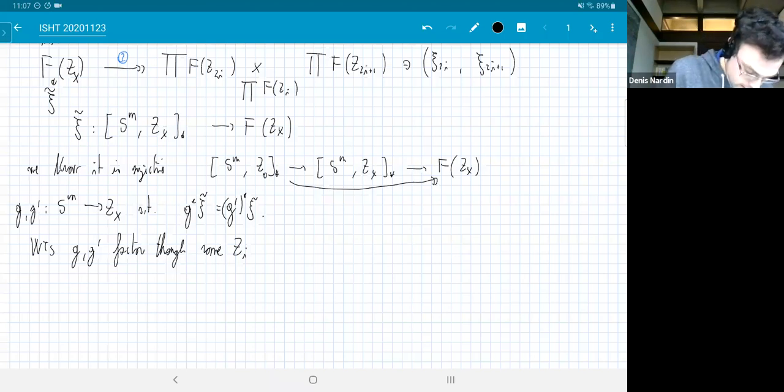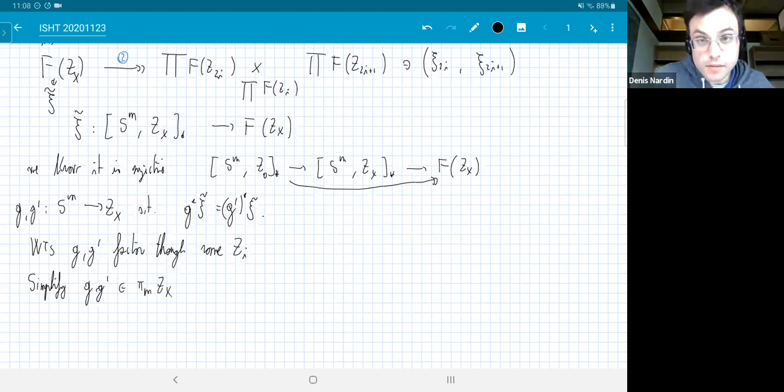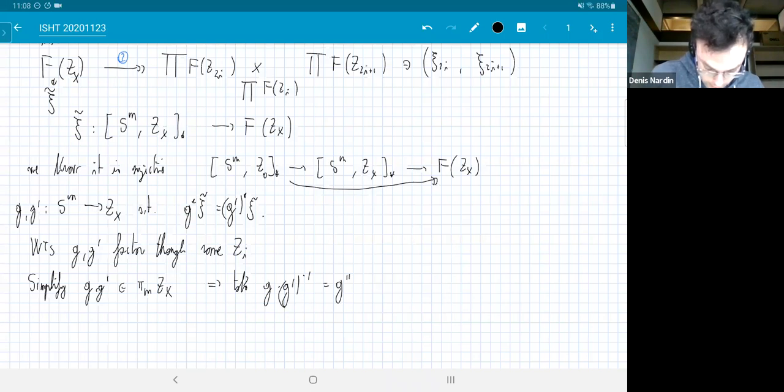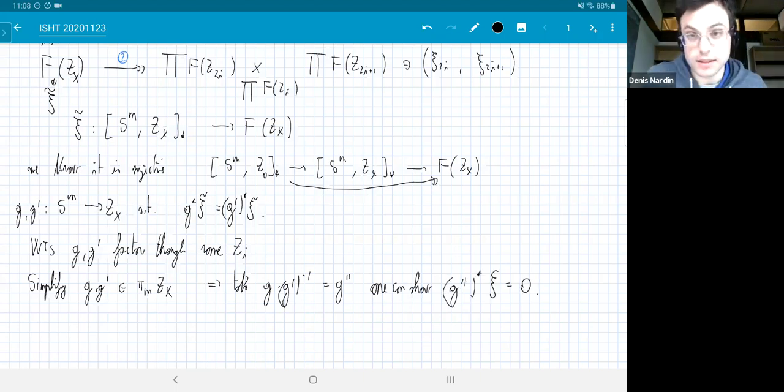So actually, first let's simplify. And remember, G and G prime are actually elements in pi m of Zx. So I can just take G times G prime inverse. That's a group, so we're allowed to do it. And this is what's called G double prime, and we can show G double prime upper star of Xi tilde is zero, that point zero that I described.